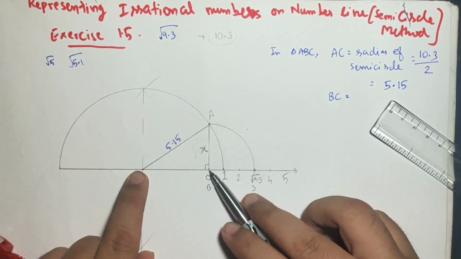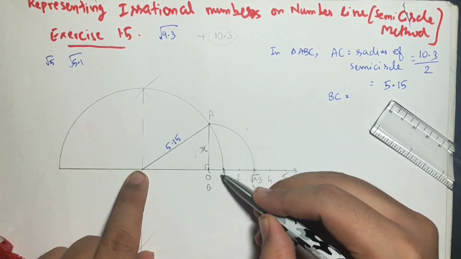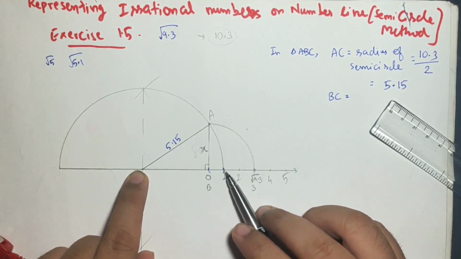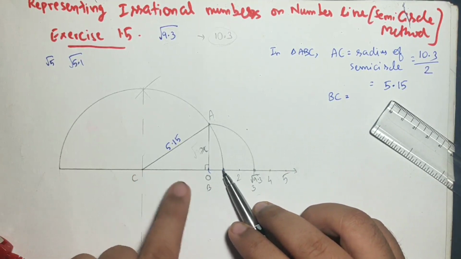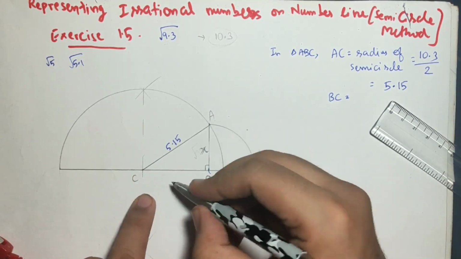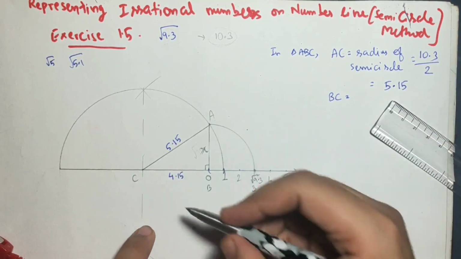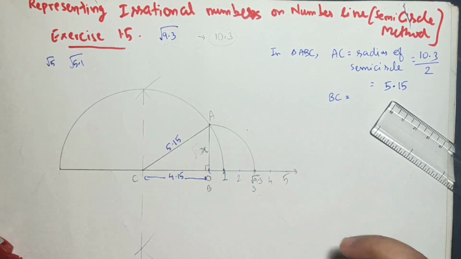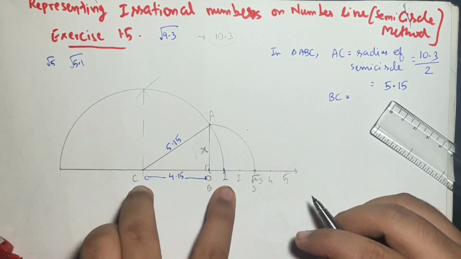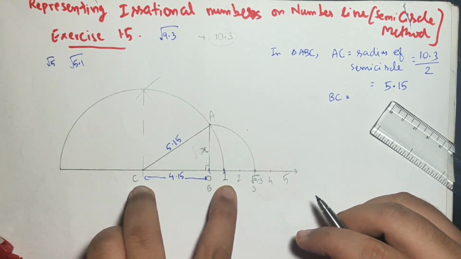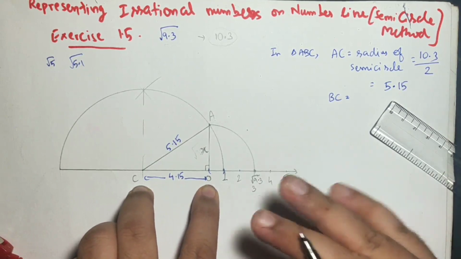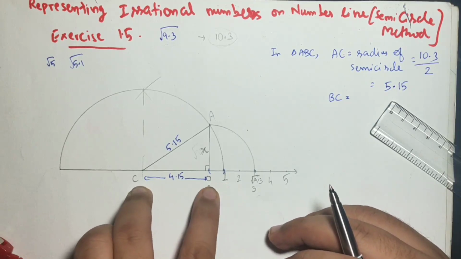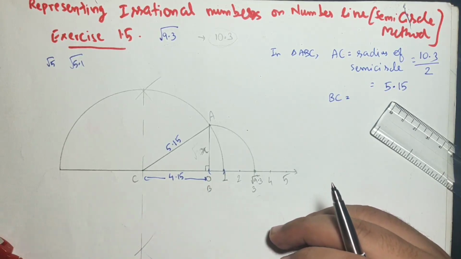This part is not required from the radius. So we will subtract this part from the radius. The whole was 5.15. This was 1. So the remaining part will be 4.15 from here to here. Why 4.15? This was the radius of the semicircle. From the semicircle, 1 centimeter was on the left hand side, so from 5.15, if I subtract 1 centimeter, it will become 4.15 centimeter.